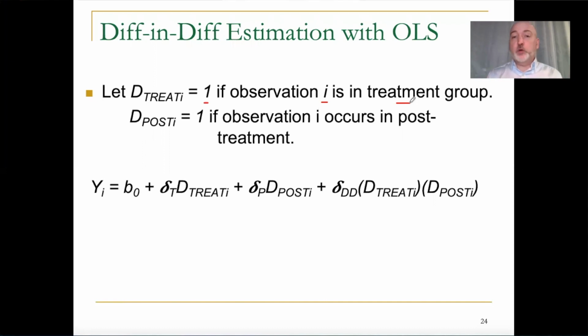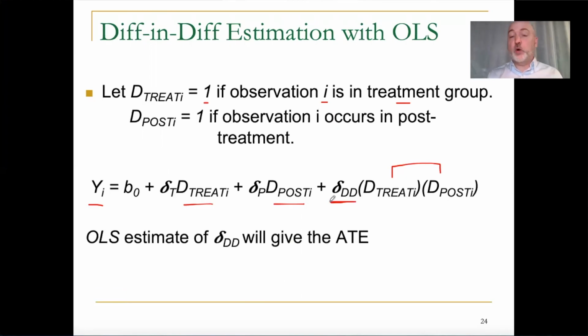So the combination of those two dummy variables and the interaction between them will fully specify this difference in difference model. The estimation would be trying to predict our outcome variable as a function of treatment, time, and the combination of those two things. Think about this term here, what we've denoted as delta DD. That is going to be our OLS estimate of the difference in difference treatment effect.